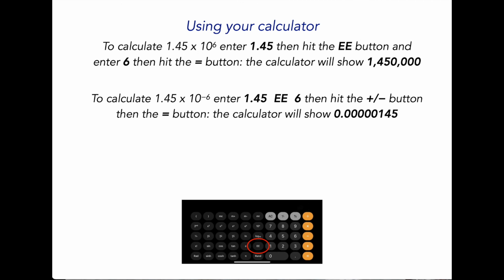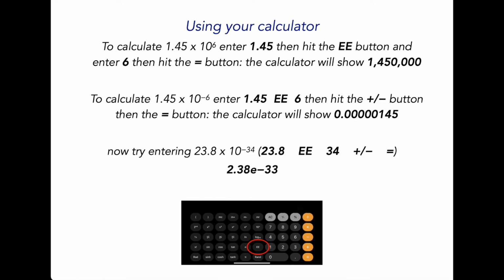But if you have a scientific notation expression with a negative exponent, as here 1.45 times 10 to the negative 6, then you enter your 1.45, your EE exponent button and your 6, and then you hit the plus and minus button to make the 6 equal negative 6. Then hit your equals button and the calculator will give you the answer 0.000000145.